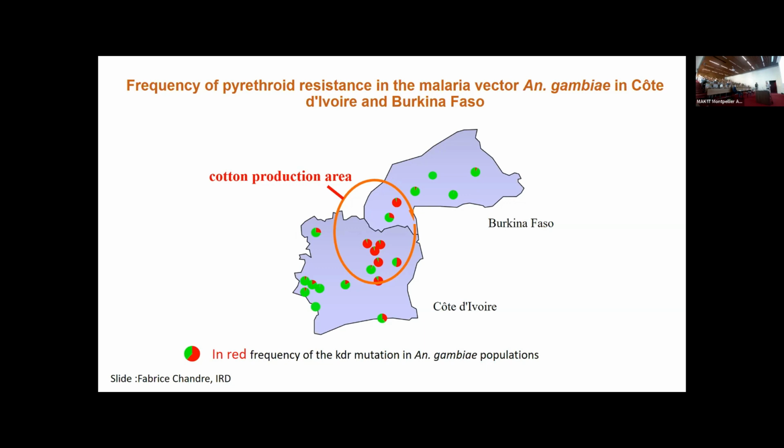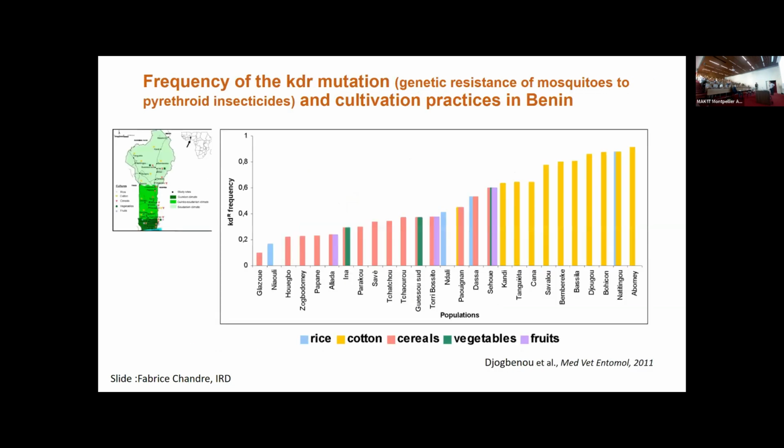This slide is from Fabrice Chandre. And you can see there is an almost perfect correlation between the regions of cotton production and, in red, the frequency of the KDR mutation in Anopheles gambiae malaria vector populations. And the same here, as you can see in Benin. On the right, it is cotton fields, and you can see the frequency of resistance depending on cultures and the use of insecticides. So the more you have cotton fields, the more you have resistant mosquitoes. Again, it is a perfect relationship, not correlation, but at least relationship between agriculture and public health.